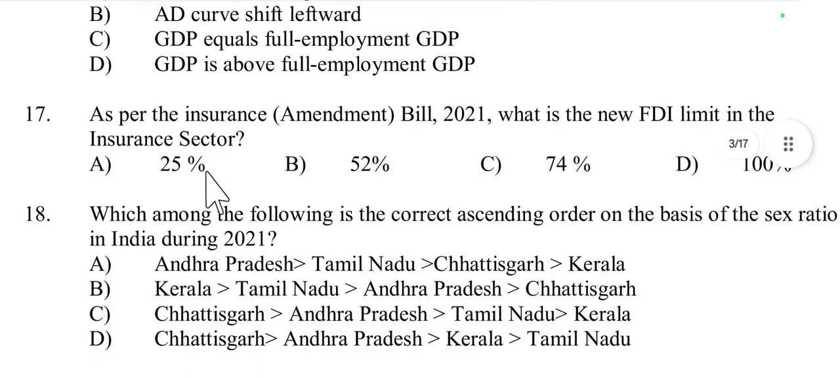Then question number 17, as per the Insurance Amendment Bill 2021, what is the new FDI limit in the insurance sector? 25%, 52%, 74%, 100%. The new FDI limit in the insurance sector according to the 2021 amendment increased to 74%. So here option C is the right option.